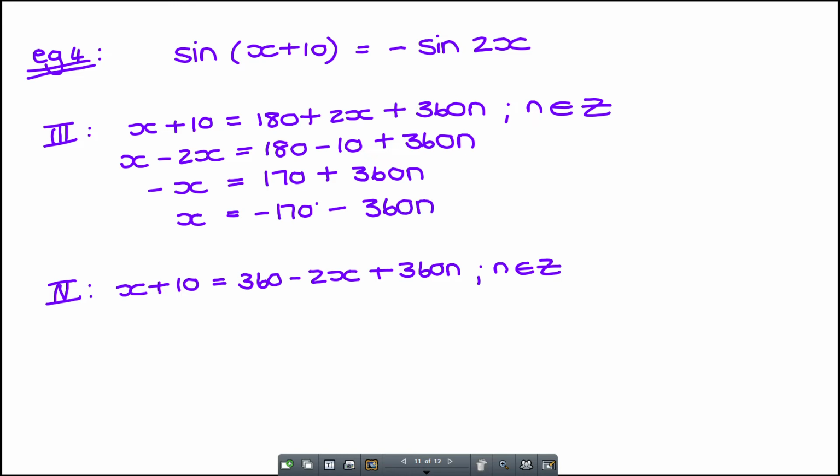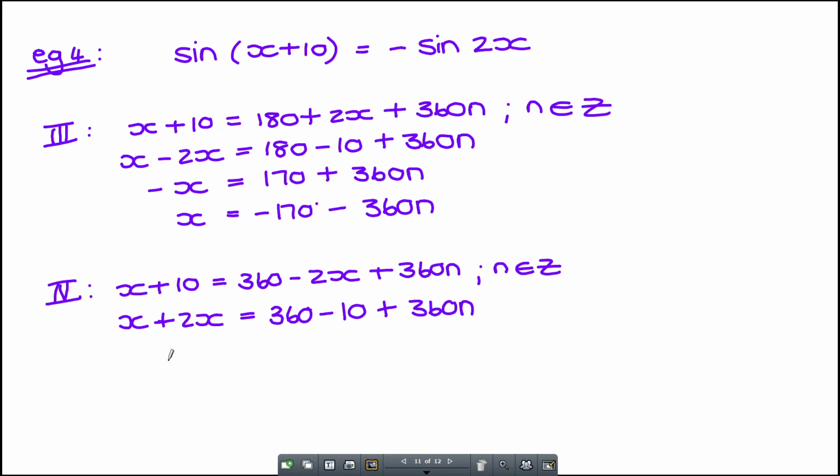Okay, wie het hom gehad by kwadrant 3? Good. Okay, kom ons kyk gou quadrant 4. X plus 10 equal to, en omdat dit kwadrant 4 is, 360 minus die hulphoekie van 2x. Okay, so x is to the left. Now it's going to become plus 2x. As ek die 10 oorvat, dan raak hy minus 10.